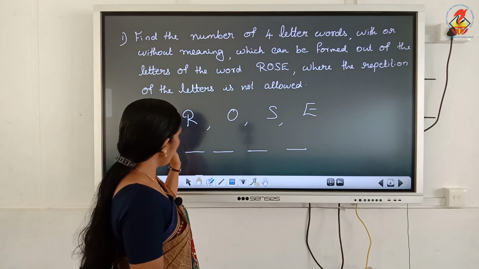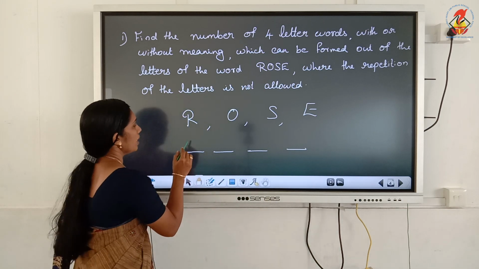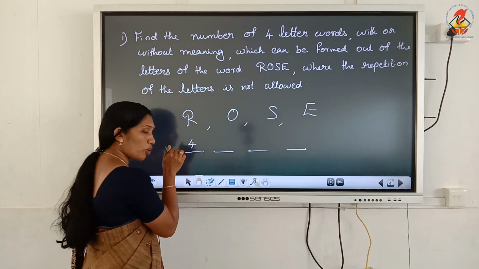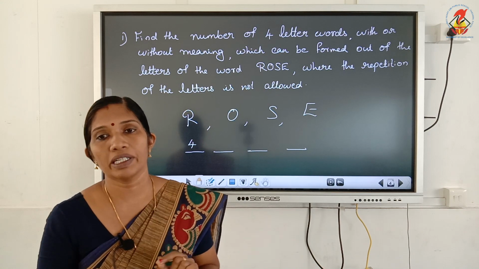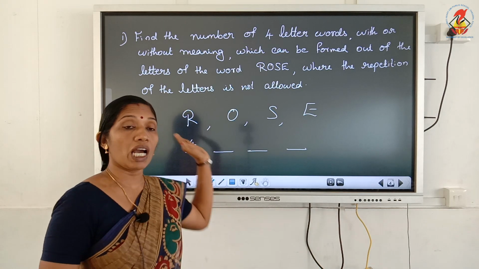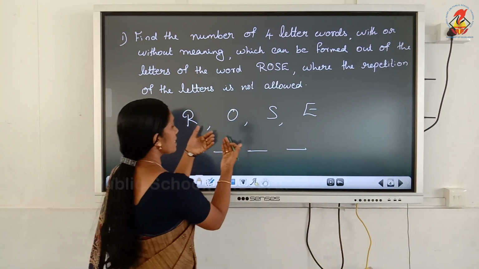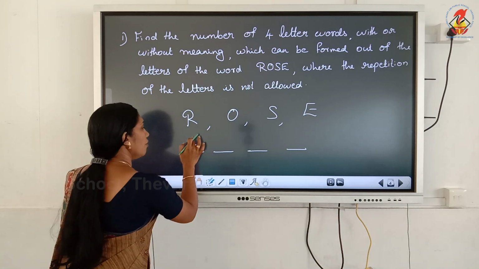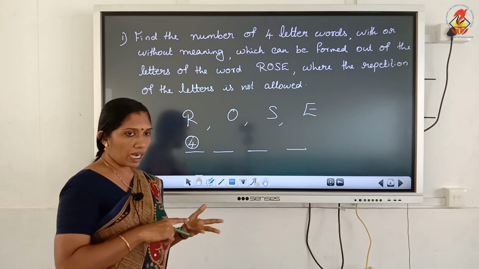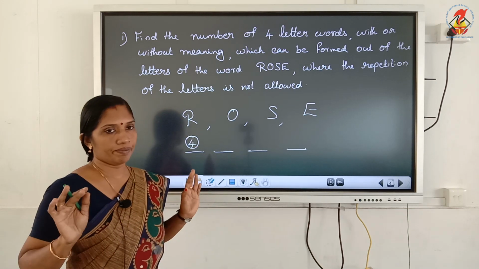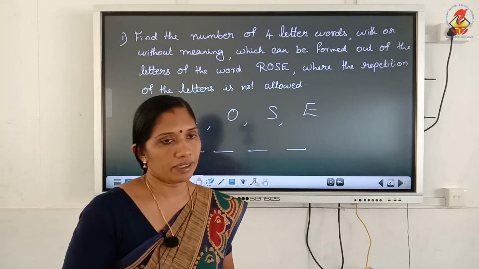So this first place can be filled in 4 different ways, any of these 4 letters. Here you can write 4, meaning 4 ways, since we have 4 different letters. Now moving to the next place. Here 4 ways are possible, but we write only one letter here, either R or S or O or E. Then when we move to the second place, now how many letters are there?